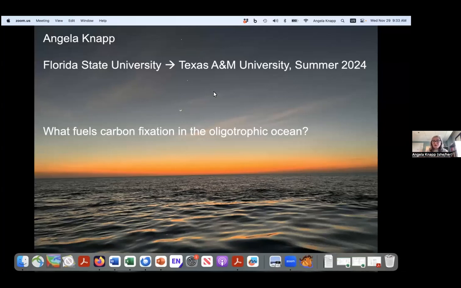So what I want to start by talking about is the overarching research question in my lab: what are the sources of nutrients fueling carbon fixation in the oligotrophic ocean? So the parts that we call sort of ocean deserts, or regions where inorganic forms of nutrients are scarce.